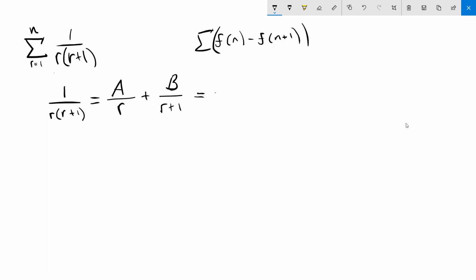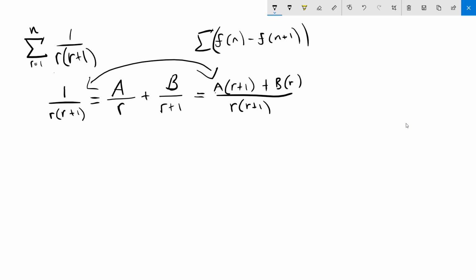So combining the fractions here, we would get a times r plus 1 plus b times r, all divided by r times r plus 1. And then we can clearly see that if these are the same, then the numerators have to be equal as well. So we'd have to have 1 equal to a times r plus 1 plus br. And this can be solved in various different ways. The best way, in my opinion, you could expand this and compare coefficients and get a system of equations, so on and so forth.